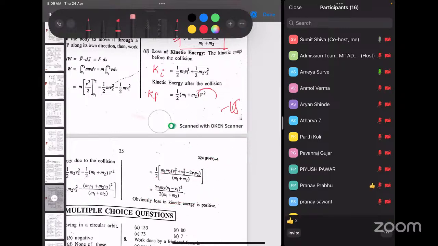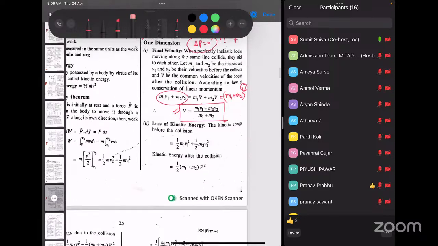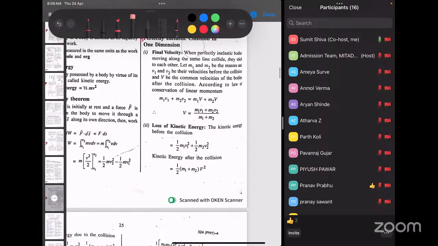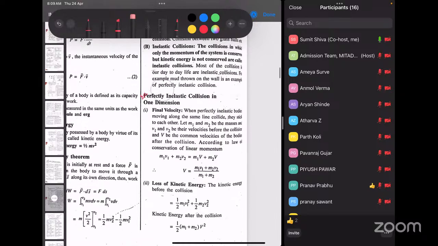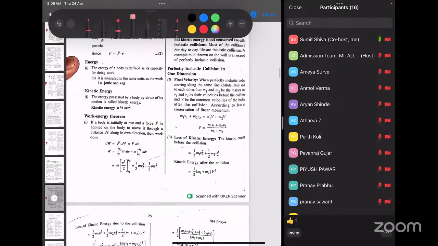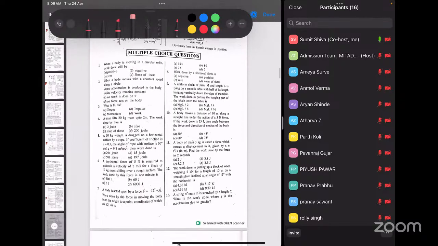Yes, sir. So the important point is delta P is 0 and delta K is not 0. And in one case, delta P as well as delta K is 0. We will just apply these conditions in numerical problems and calculate then.